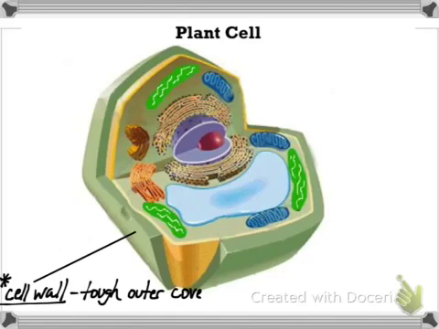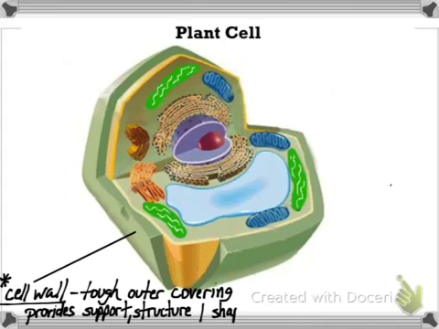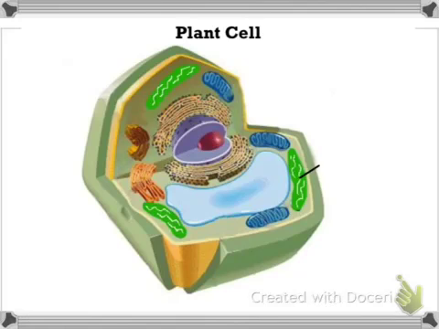And the first one is the cell wall, and it's this tough outer covering that's on the outside of the cell membrane, and what it does is it provides support and structure and shape to the plant cell. All right. The next structure that's found only in a plant cell is called the chloroplast.